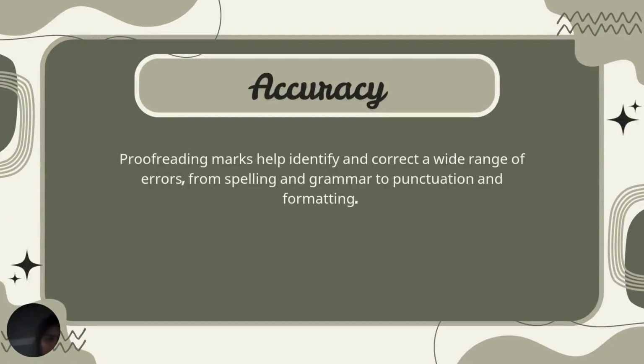In accuracy, proofreading marks help identify and correct a wide range of errors from spelling and grammar to punctuation and formatting.